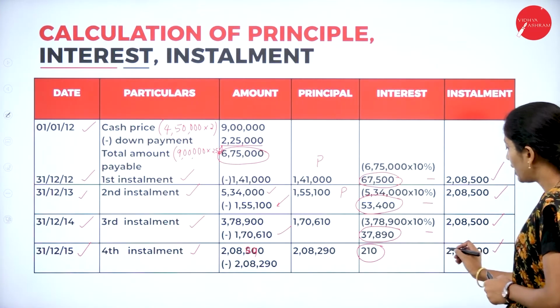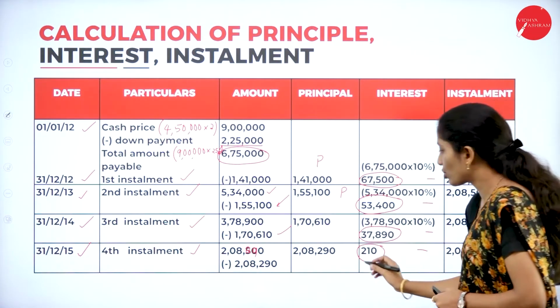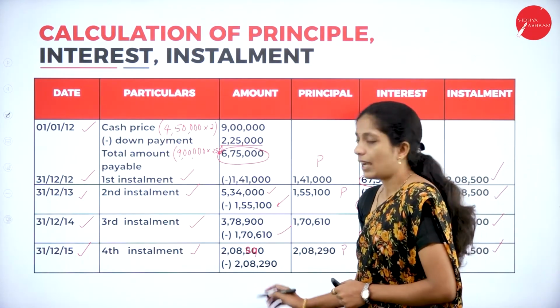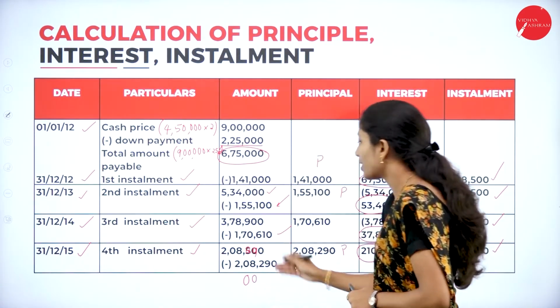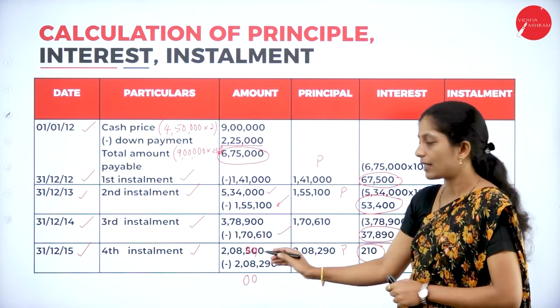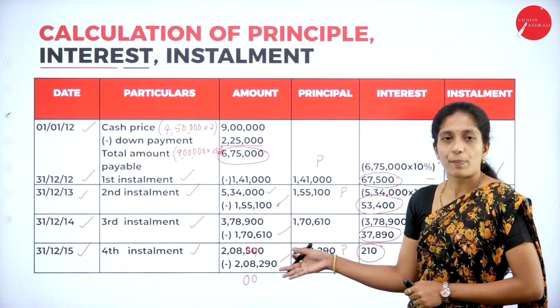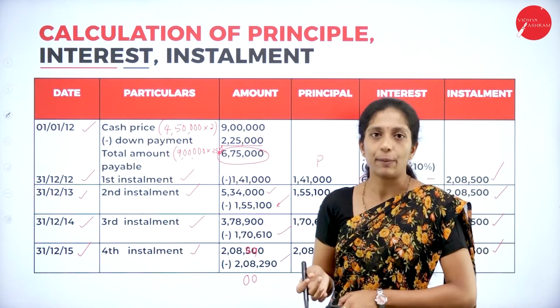Now as usual, installment minus interest is what? Principal. So this is the principal amount. Next, at the end of the fourth year, the amount payable will be 0. Because in the fourth year, the amount payable is 2,08,290 and you have paid this principal amount. So the amount payable at the end of the fourth year will be 0. So they have already paid.